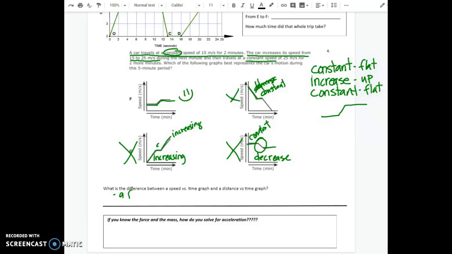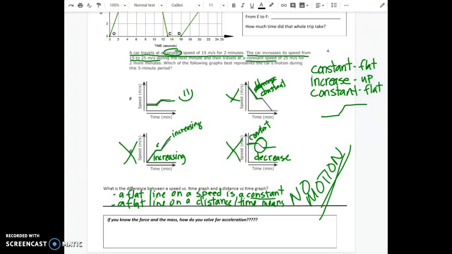What's the difference between a speed versus time graph and a distance versus time graph? A flat line on a speed graph is a constant speed. It means it's staying constant, it's just cruising. A flat line on a distance versus time graph means it's stopped. That is the biggest difference. No motion. Forward or backward. No motion.